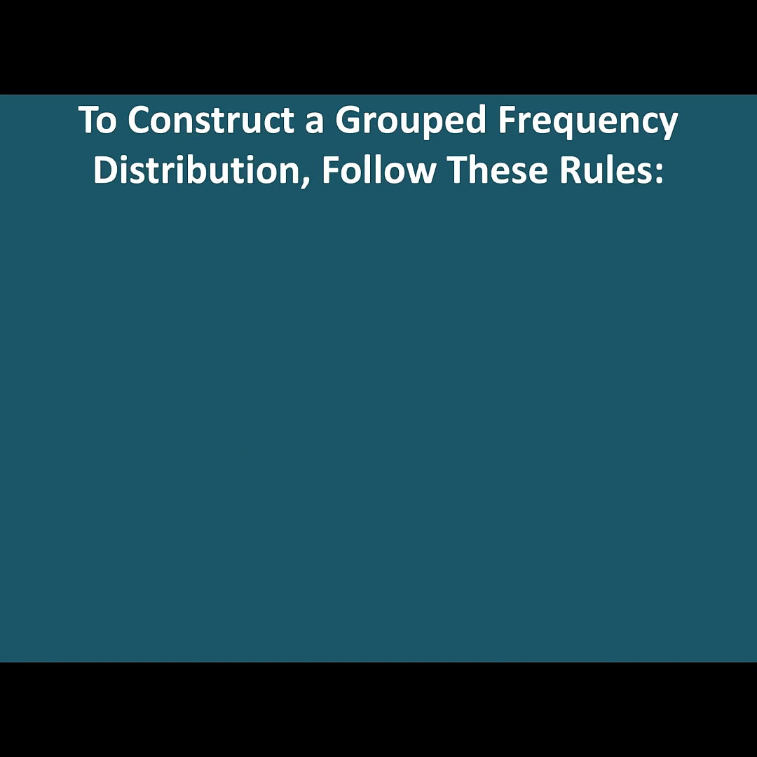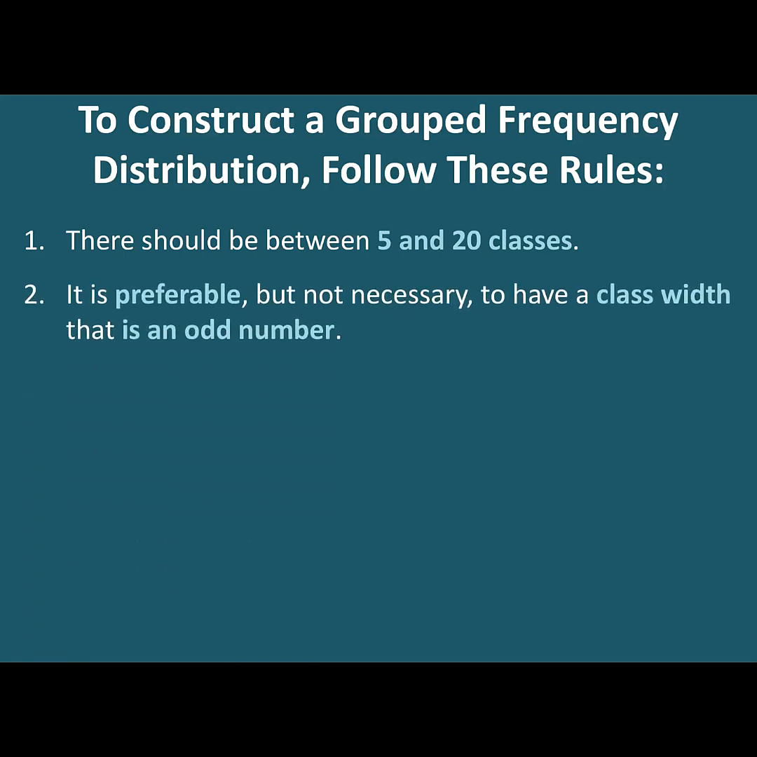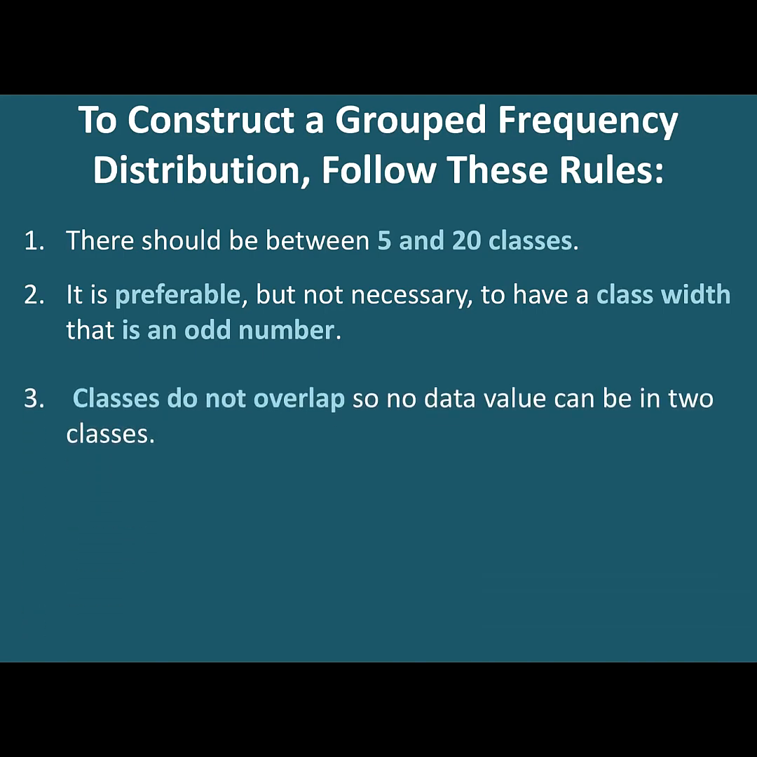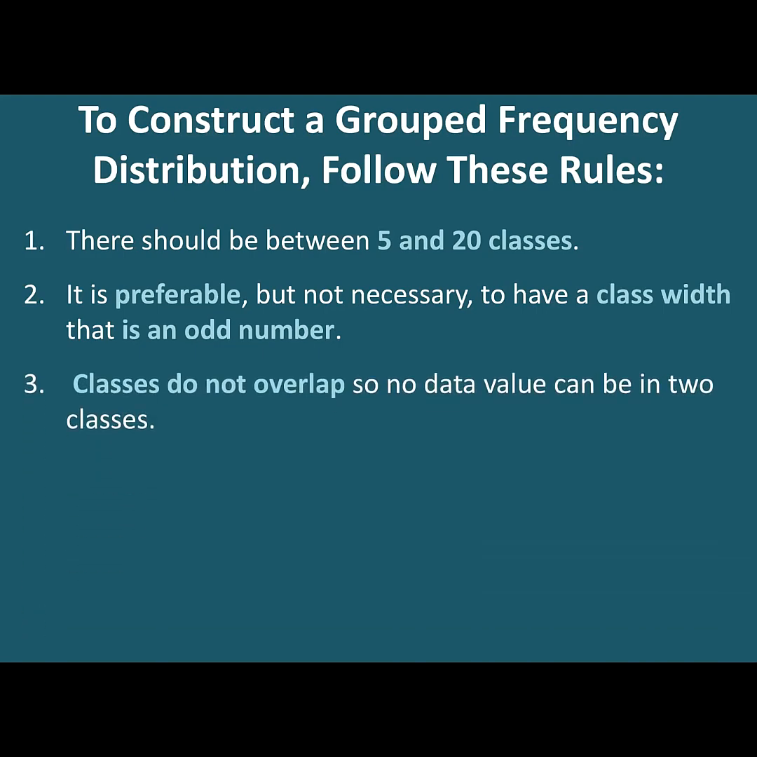So before we get into an example, let's go ahead and look at the steps in order to construct a grouped frequency distribution. First, there should be between 5 and 20 classes, as mentioned before. Second, it is preferable, but not necessary, to have a class width that is an odd number. 3, classes do not overlap, so no data value can be in 2 classes, meaning you will not overcount. 4, classes are continuous.